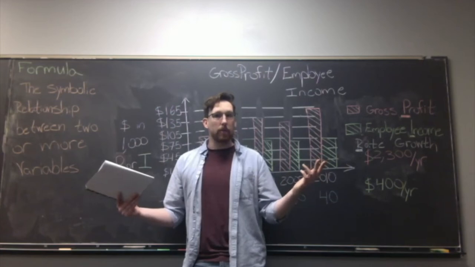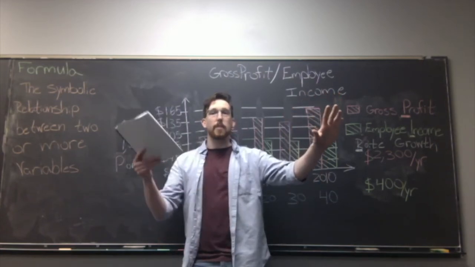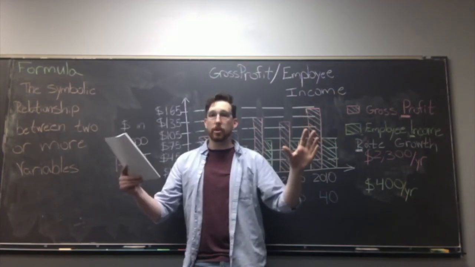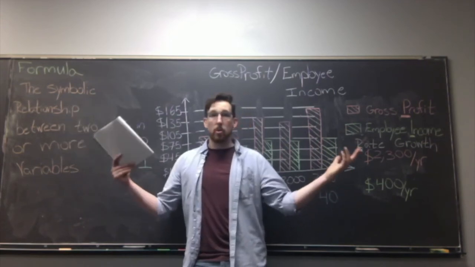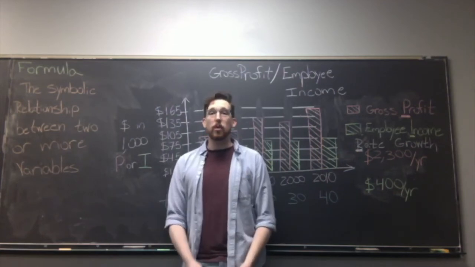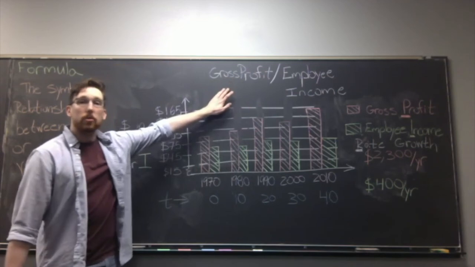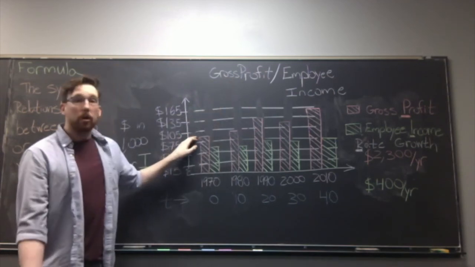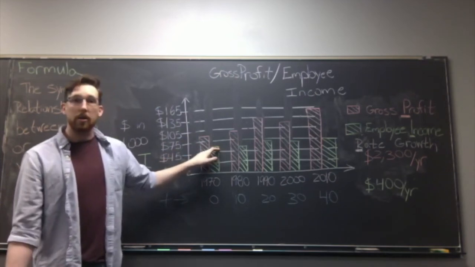Okay, that seems pretty straightforward, right? If I have item A and it relates to item B, what's a symbolic way I can represent that relationship? That's a formula. All right, so now measurable quantities, and how does this apply? Well, let's say, for example, we want to look at that previous problem. We want to talk about gross profit and employee income. Notice we can measure gross profit, right? And we can measure the employee income.